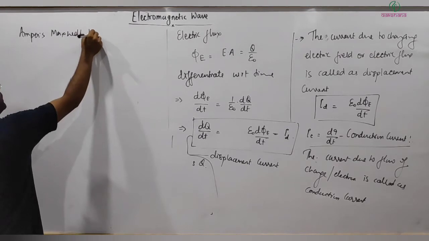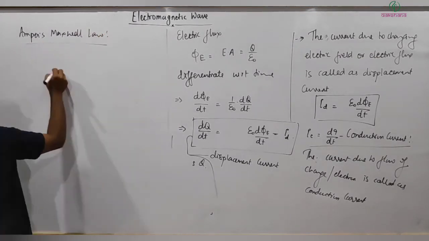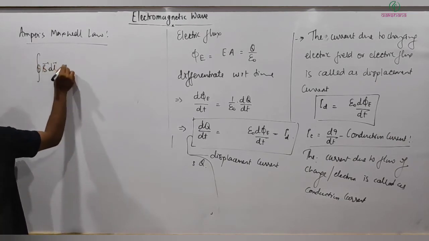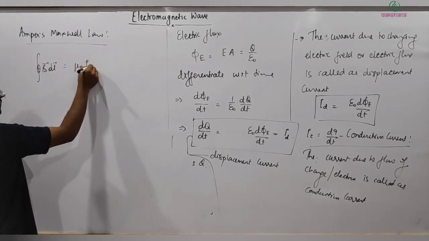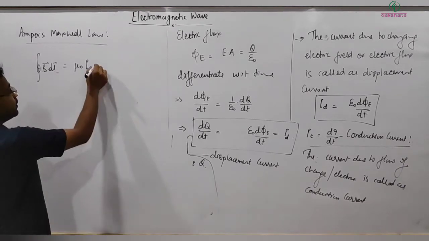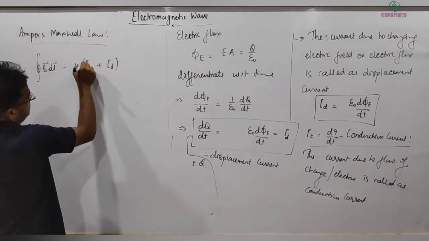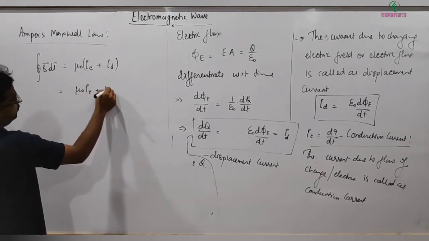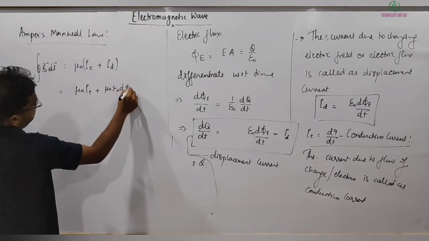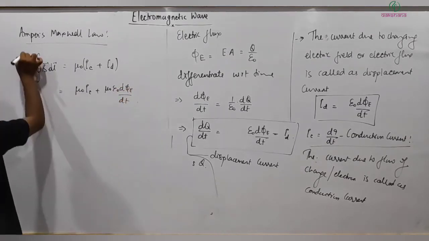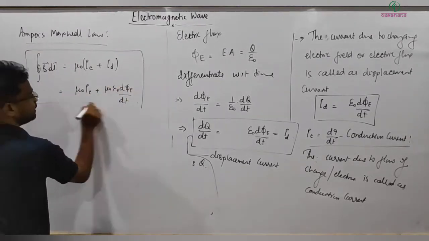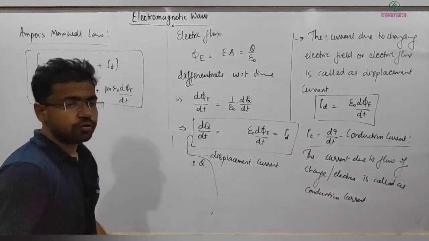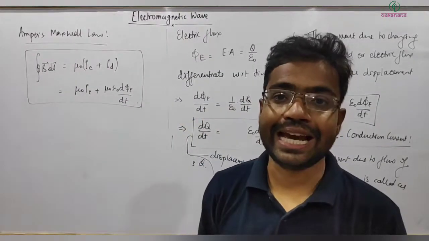Now I can write the integral over any closed surface of B dot dl is equal to mu naught into I conduction plus I displacement, and this can be expressed as mu naught into I conduction plus mu naught into epsilon naught into d phi e by dt. This is the modified Ampere-Maxwell law. This gives you the result for the existence of magnetic field in every region.